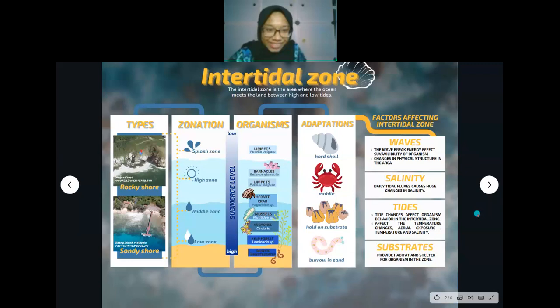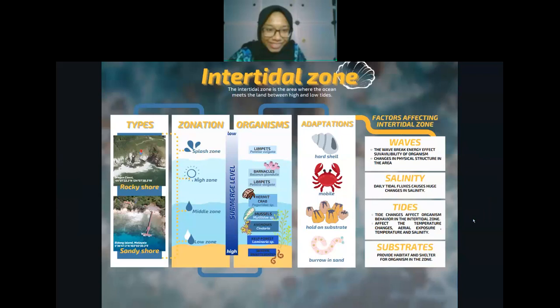So if they are not hard enough and they cannot withstand the energy, they will be crushed by the wave breaking energy. And then waves also change the physical structure in the area, which means they can move the beach higher, or they will move the zonation lower. So for the next point is salinity.